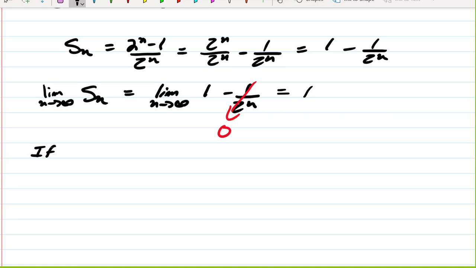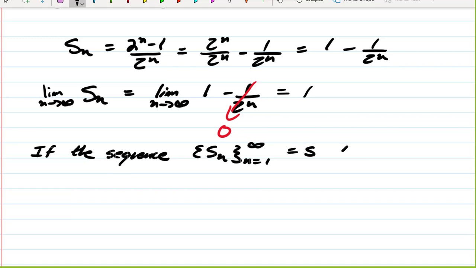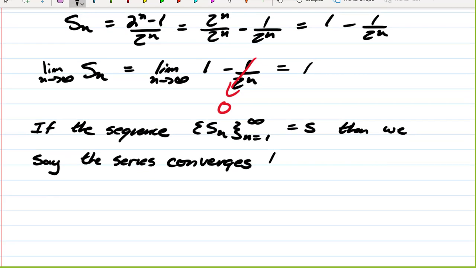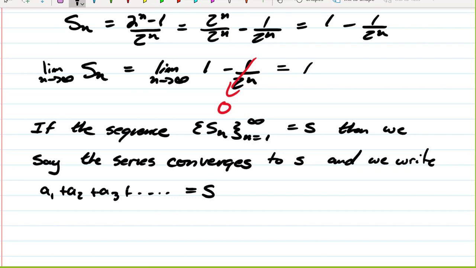And we say, if the sequence of partial sums, S sub n, equals the sum as n goes from 1 to infinity equals S, then we say the series converges to S, and we write a1 plus a2 plus a3 plus all the way out is equal to S.